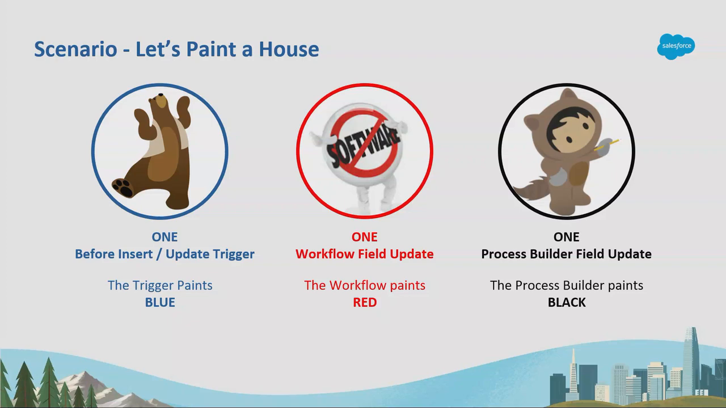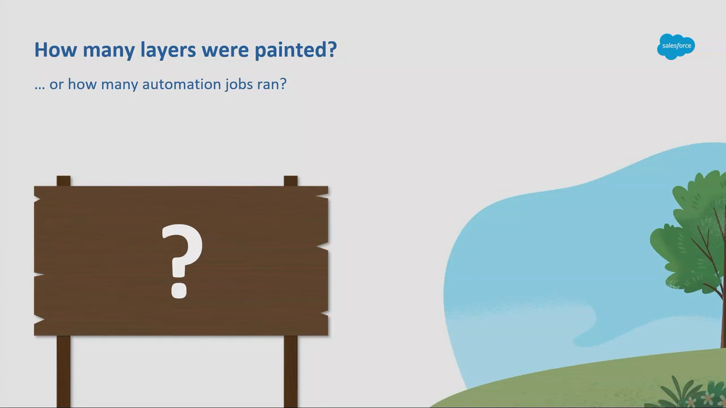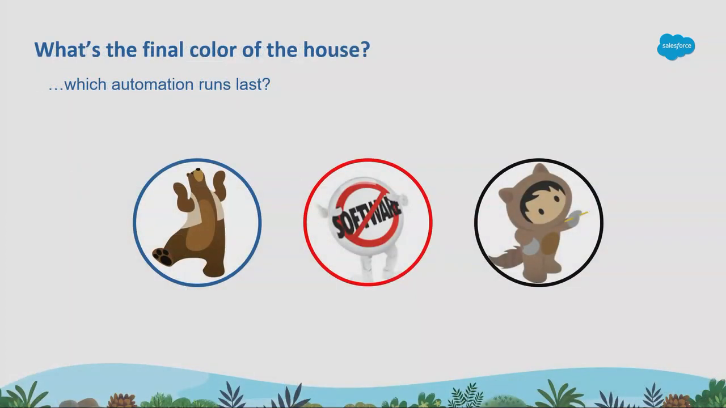And so far, it's easy. The question is, when we paint a house, how many layers of color are we going to have? We have a trigger, a workflow, and a process builder. How many layers of color do we have? And what is the final color of this house? Any ideas? Black. Process builder is last. Black. Black. Anyone else? Blue. There's a blue one. Do we have a red? How many layers do we have? 3?